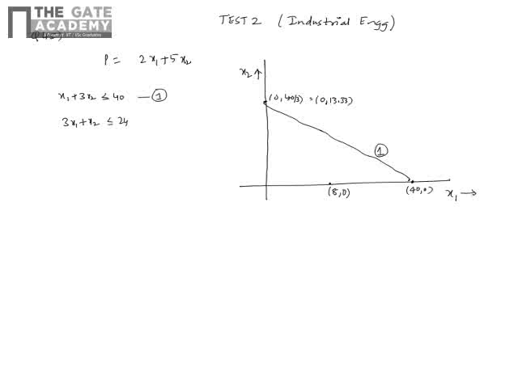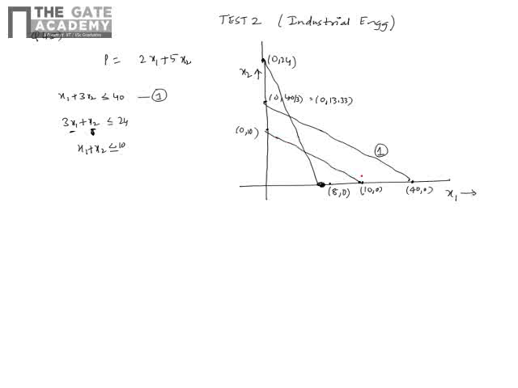13.33. So for the second constraint, when x2 is 0, x1 is 8. When x1 is 0, x2 is 24. So this will be somewhere at this side, (0, 24). You need to just join these two. So these are your two constraints. Now the third one is x1 plus x2 less than or equal to 10. So this is (10, 0) and (0, 10), so it will be somewhere here. Now we need to just join these two points.